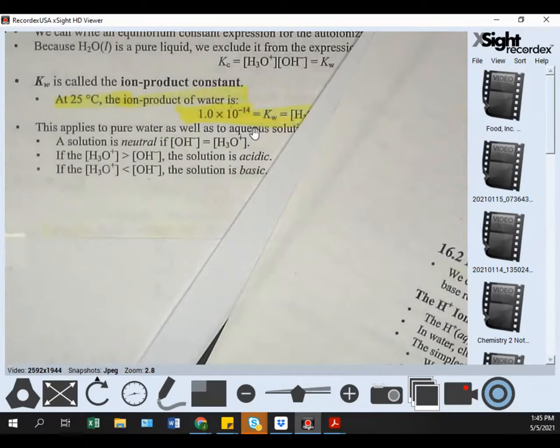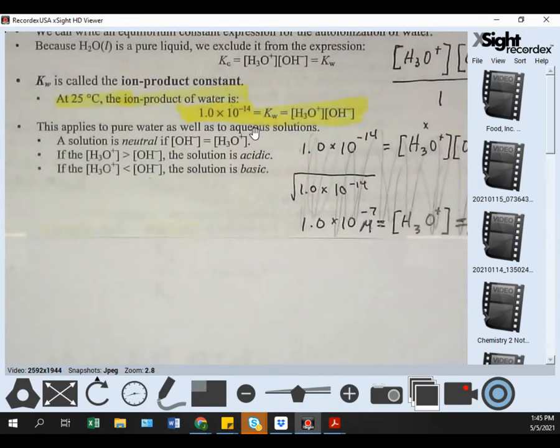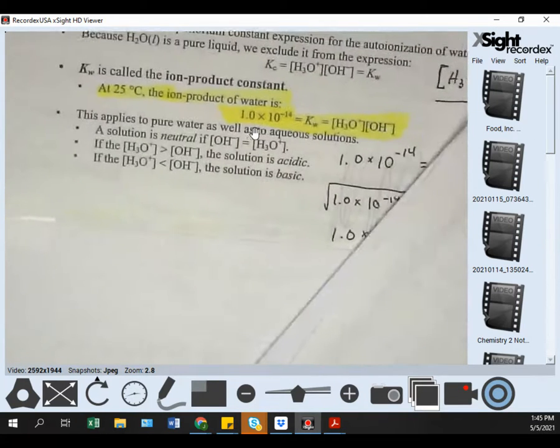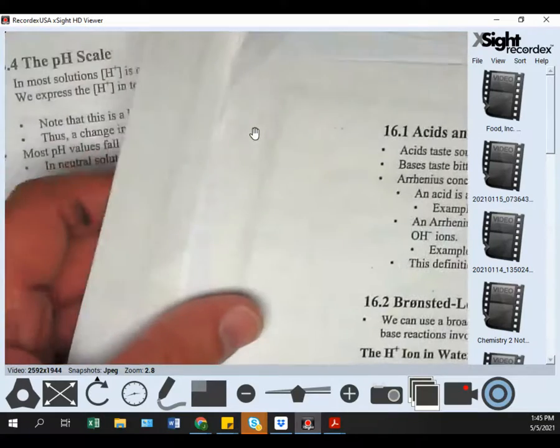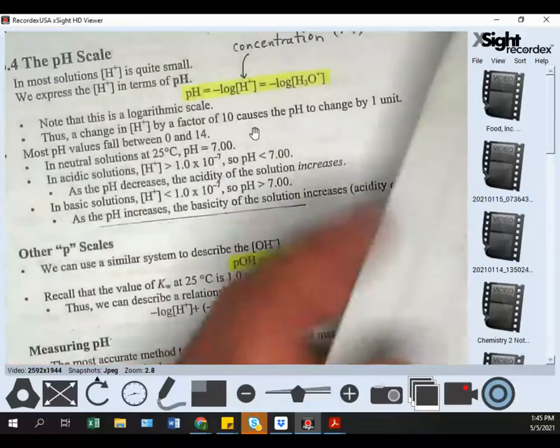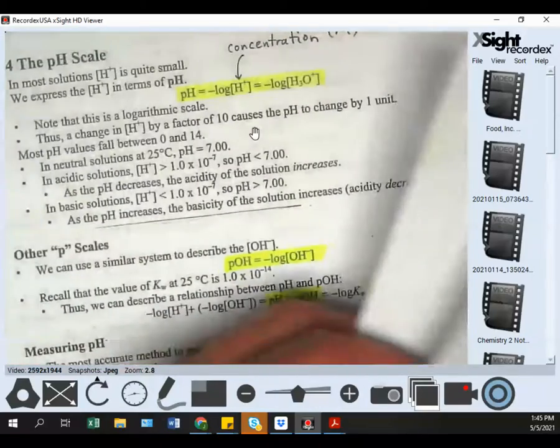Are we going to have to use the pOH scale? No. I'm going to want you to know how to convert, like what we're doing, but you don't actually have to use it. Do you want a concrete example of where the pOH scale could be useful?